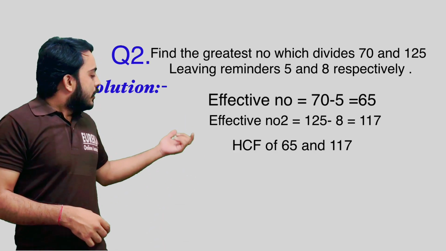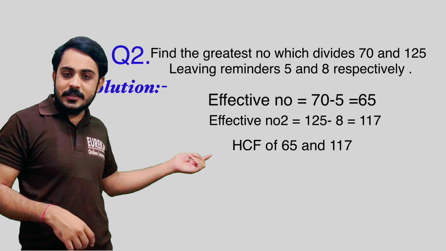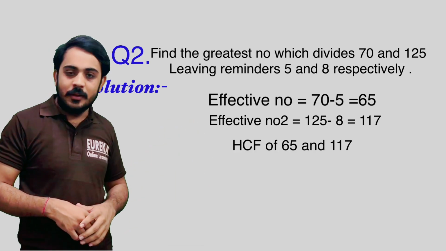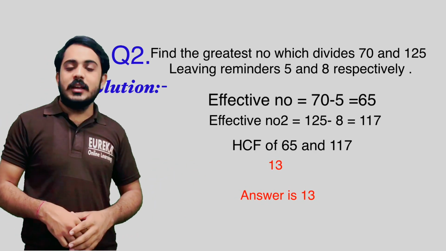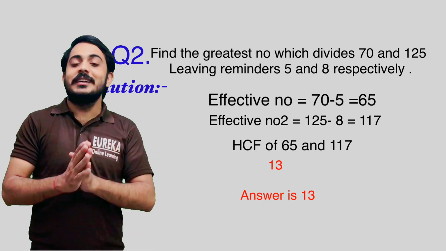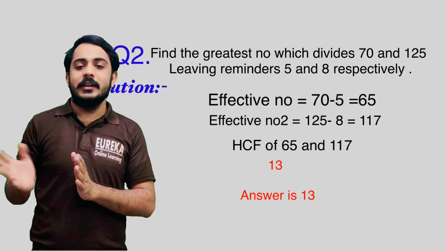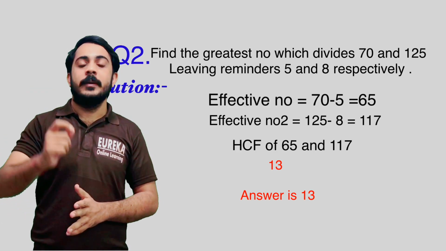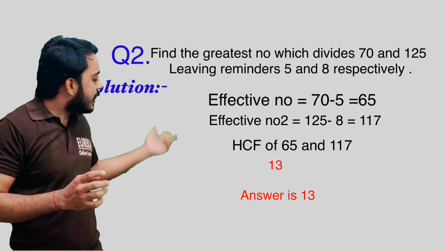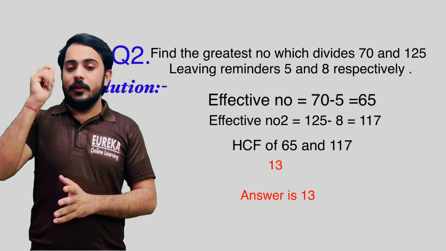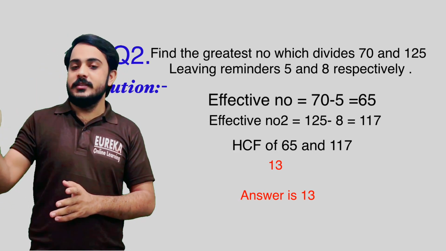Finding the HCF of these numbers is very easy. The HCF of 117 and 65 is 13, so the answer is 13. So 13 is the greatest number which divides 70 and 125, leaving remainders 5 and 8 respectively. If we see this kind of question, we find the HCF, and first we subtract the remainders from the numbers.